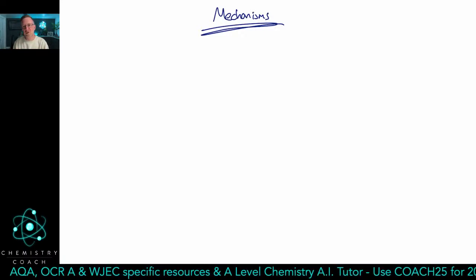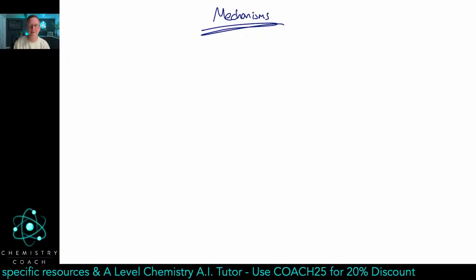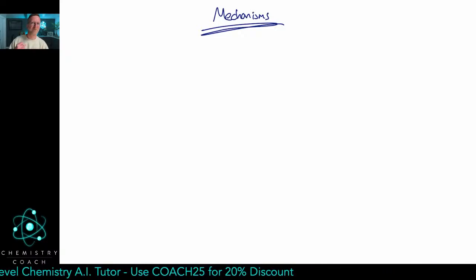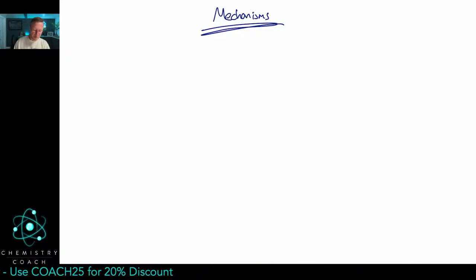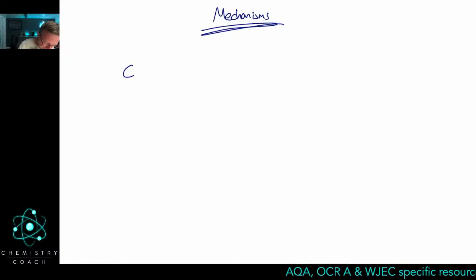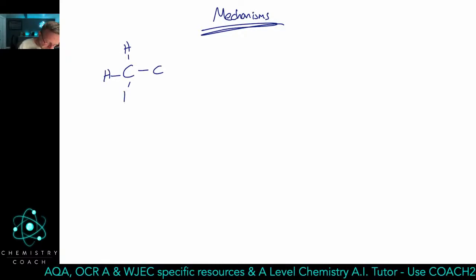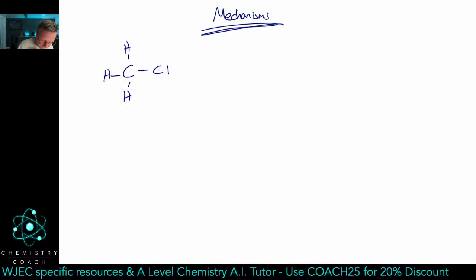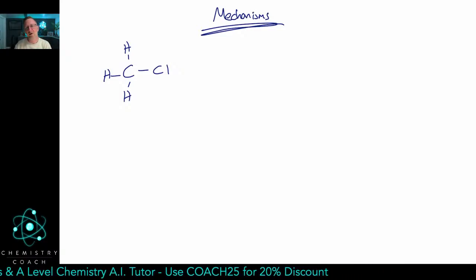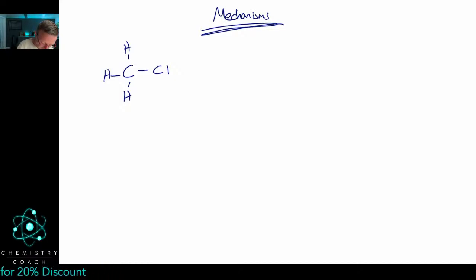So let's think about nucleophilic substitution just for a second, okay? And let's think about the flow of a mechanism. The flow of a mechanism is based on what's actually happening, okay? So let's take something very simple. So chloromethane, like so. And let's say this is undergoing nucleophilic substitution with aqueous sodium hydroxide.